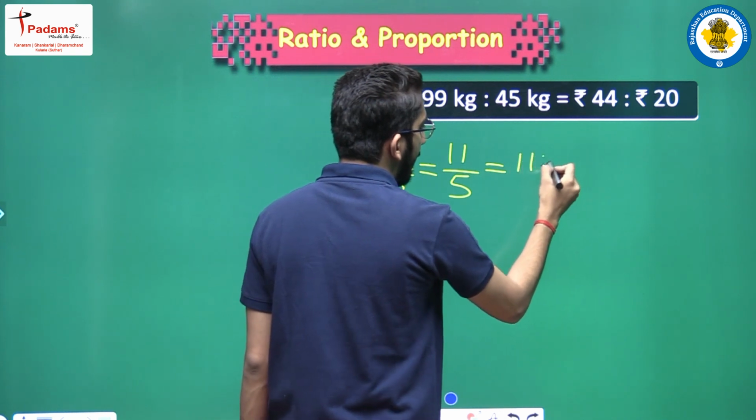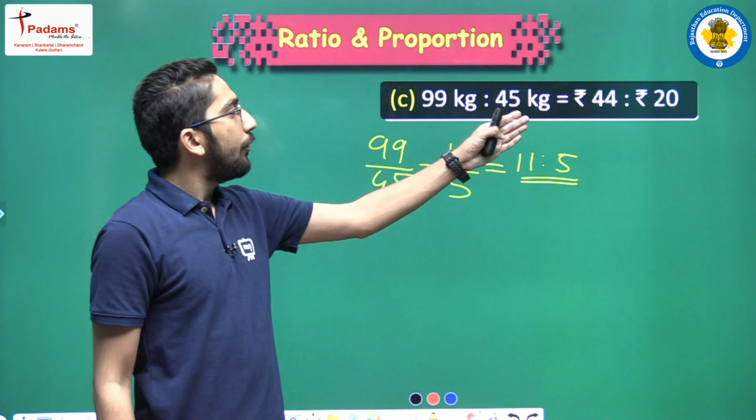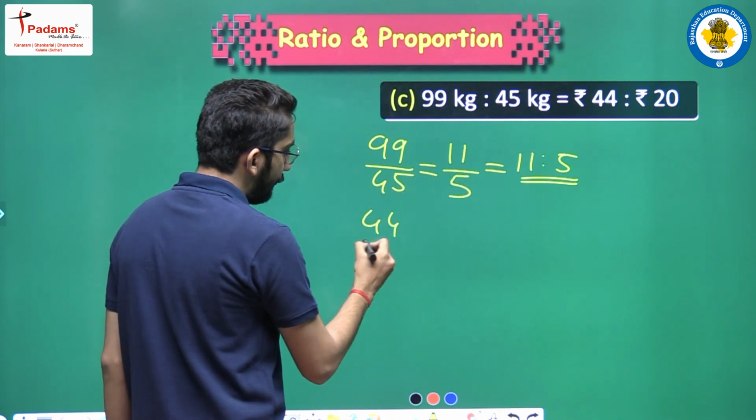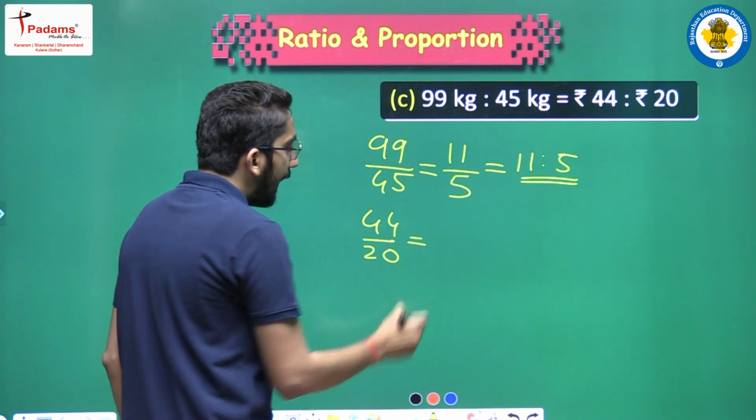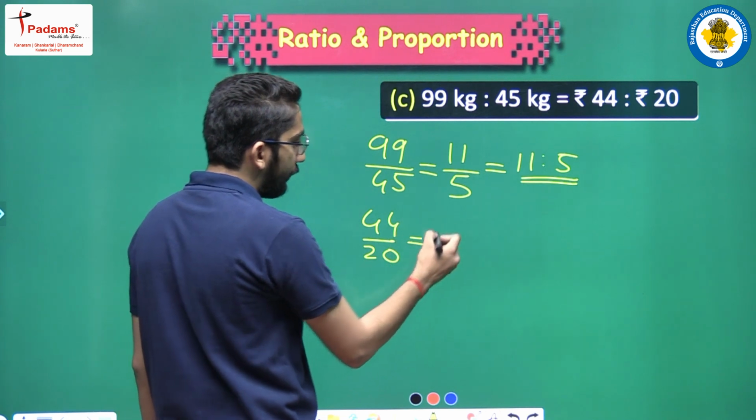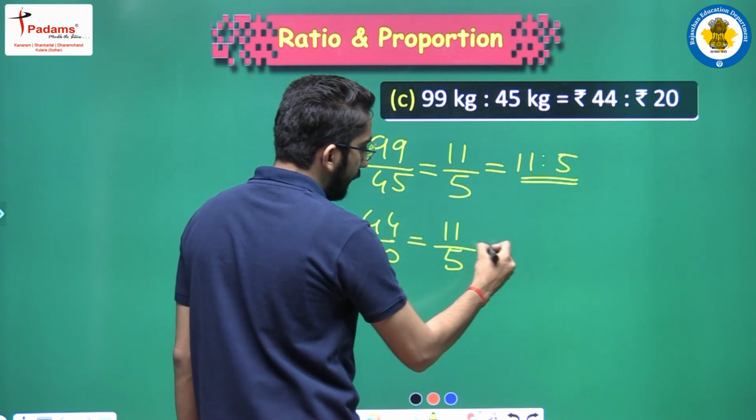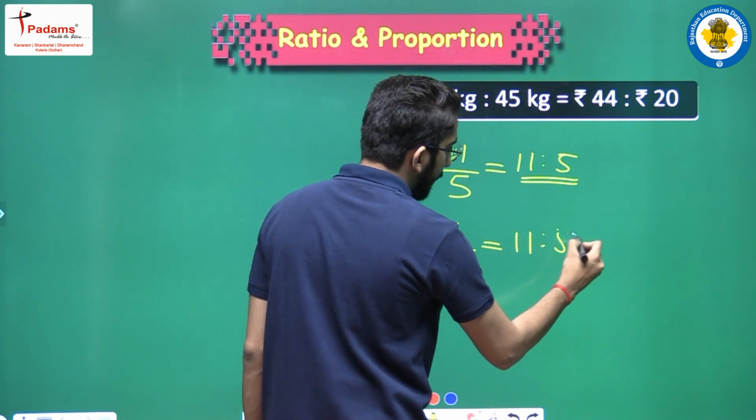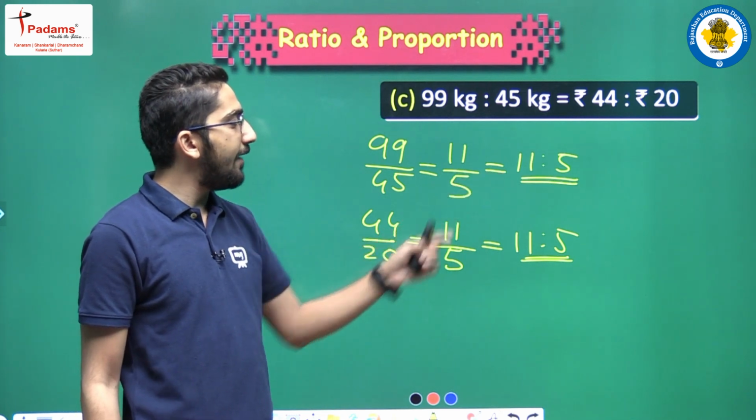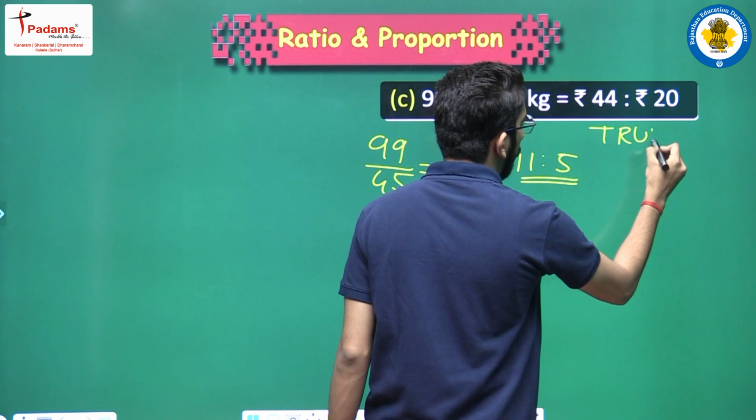So this becomes 11 is to 5. Then next is rupees 44 is to rupees 20. So 44 upon 20. I can divide both of them with 4. 44 divided by 4 will be 11 and 20 divided by 4 will be 5. So this becomes 11 is to 5, and both the ratios are same, which is 11 is to 5. So this statement is again true.